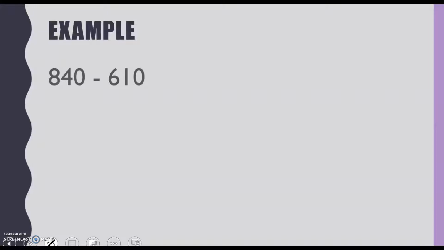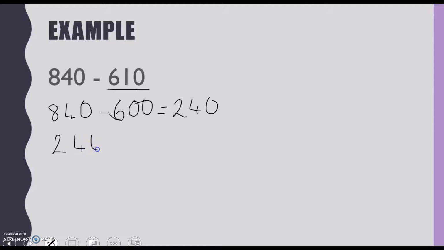This time we're doing a takeaway, so 840, take away 610. Well, to me, the thing that's jumping out here is that 610 is almost 600. So my 840 take away 600 is going to give me 240. But it was 610 I had to take off, so I need to take off another 10. So the 240 take away 10, well, that's going to give me 230.